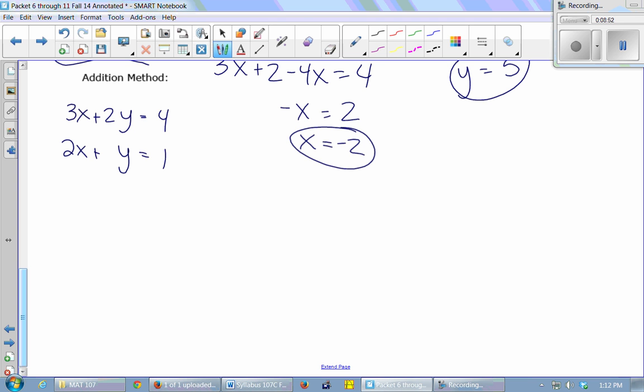So I'm allowed to do anything I want as long as you do the same thing to both sides, right? Okay, so I'm going to go to the second equation, multiply both sides by negative 2. So I'm going to have negative 4x minus 2y equals negative 2. That equation is equivalent to the one that I just multiplied by negative 2. It's got the same solutions. So now I have a new equation, and I'm going to write it with my old equation.